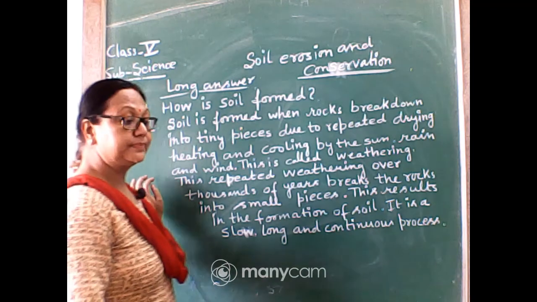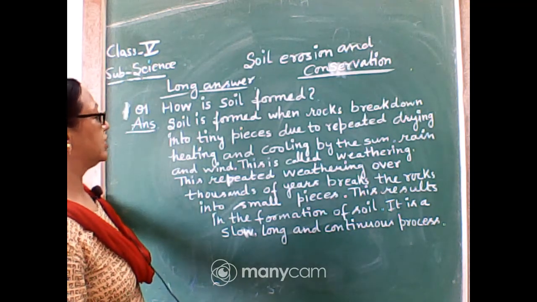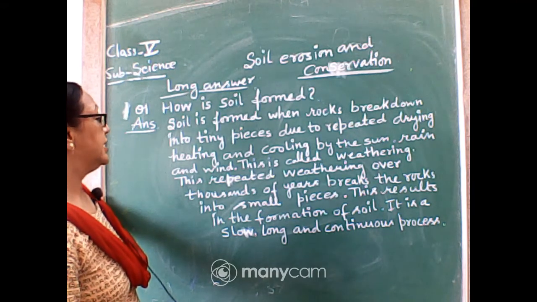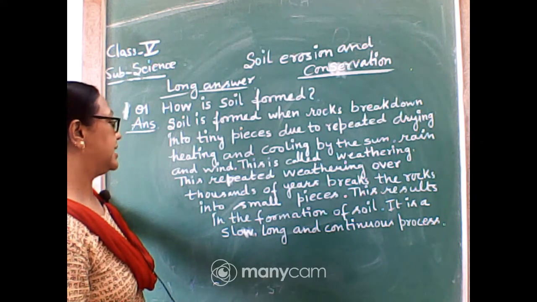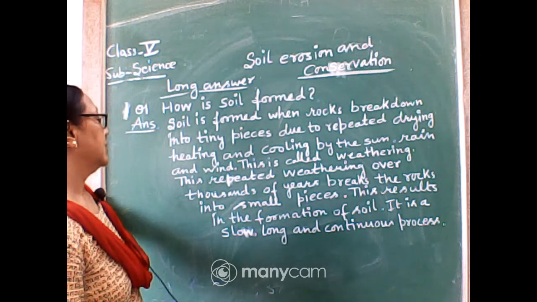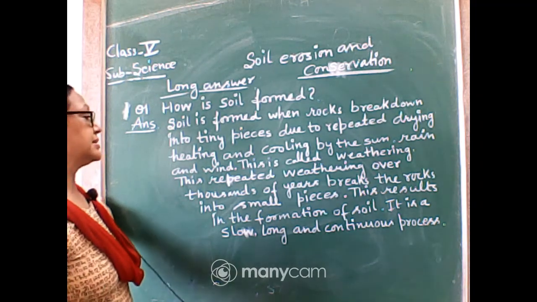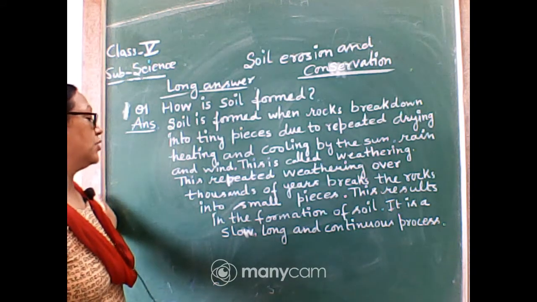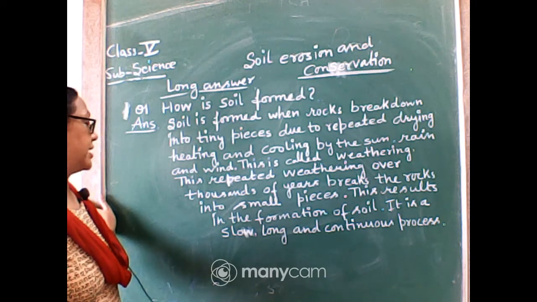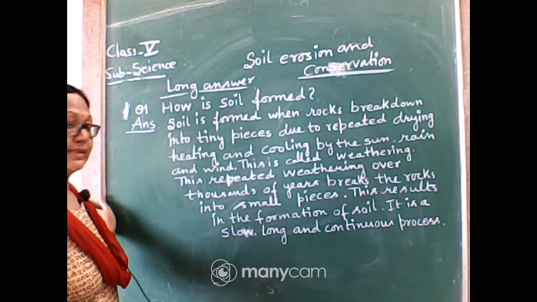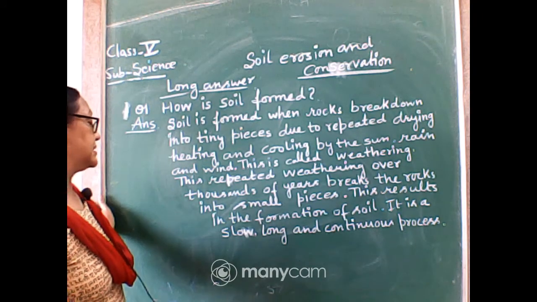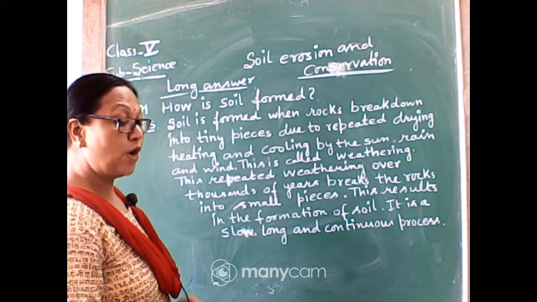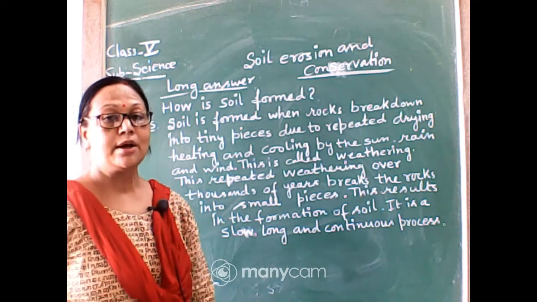Soil is formed when rocks break down into tiny pieces due to repeated drying, heating and cooling by the sun, rain and wind. This is called weathering. This repeated weathering over thousands of years breaks the rocks into small pieces. This results in the formation of soil. It is a slow, long and continuous process.